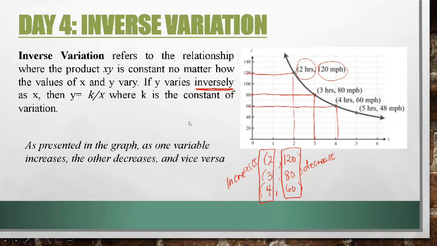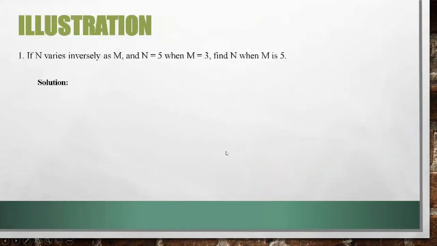Now, let's have an example on how to solve the inverse variation. So, always remember this formula, y is equal to k over x, where the denominator is the second variable and the numerator is the constant of variation. Now, let's have this one. If n varies inversely as m and n is equal to 5 when m is 3, we're going to find the n when m is 5.